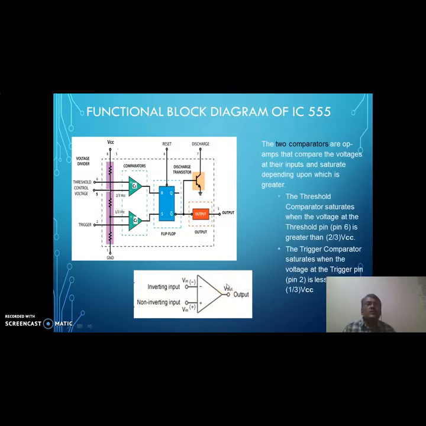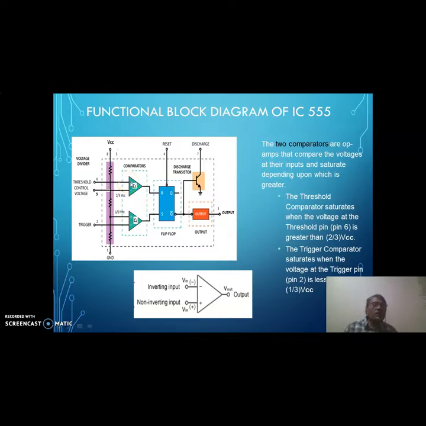In this case, it consists of 2 comparators. This is the upper comparator, C1. This is the lower comparator, C2. The upper comparator has the reference level of 2/3 VCC, and the lower comparator has 1/3 VCC. You see basically here the reference level of the upper comparator is at the inverting input, and for the lower comparator it is at the non-inverting input.